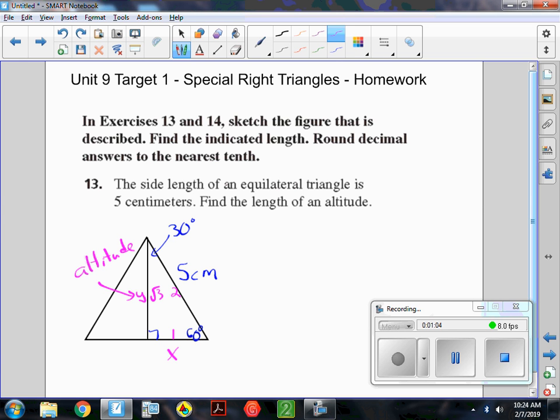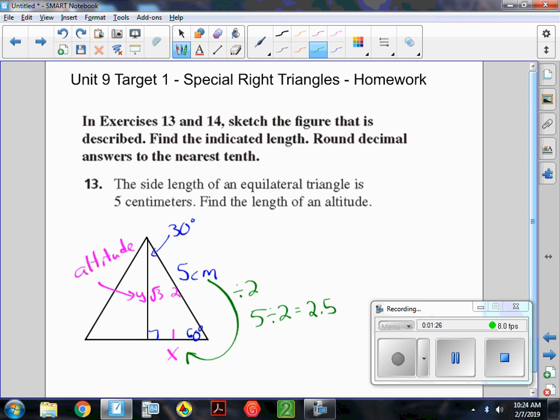In order to go from the hypotenuse to find the altitude, I'm going to first find the short leg. I always need the short leg. So to go from the hypotenuse to a shorter segment, we're going to divide by the ratio, divide by 2. So 5 divided by 2 is 2.5. That makes sense. We have an equilateral triangle.